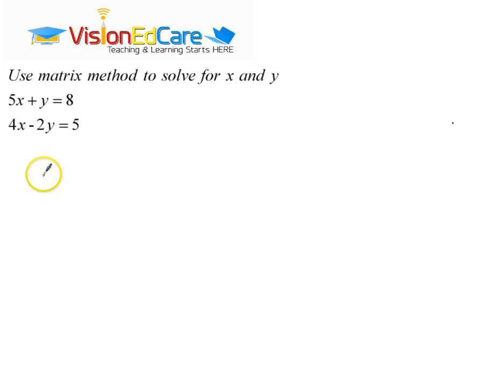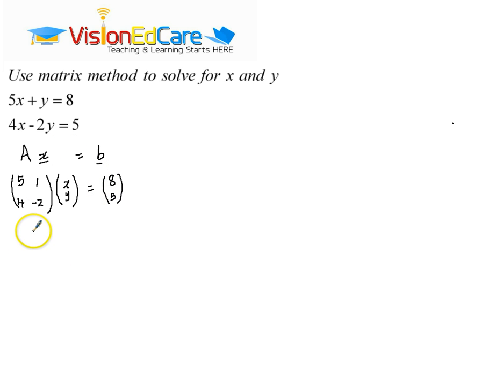In this section, you are going to understand how to use matrices to solve simultaneous equations. So the first thing we need to do is to write the equation in this form: AX equals B, where A is the 2 by 2 matrix, which is 5, 1, 4, minus 2. That's A. And the X here is the matrix XY. And B here is the 2 by 1 matrix, 8, 5.